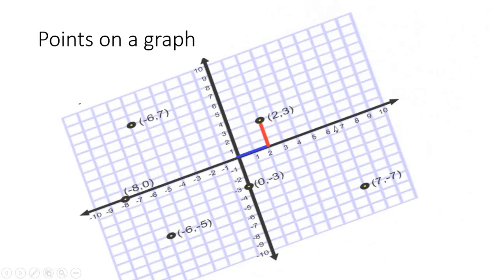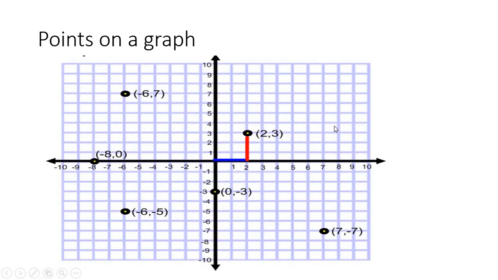So, points on a graph. Now I want you to pay attention. Here is our x-axis and here is our y-axis. Now let's assume that this is my point A. Point A: my x is 2 and my y is 3.